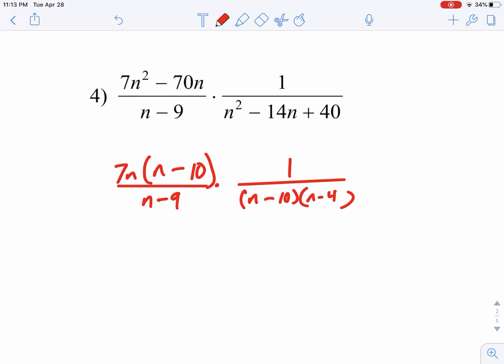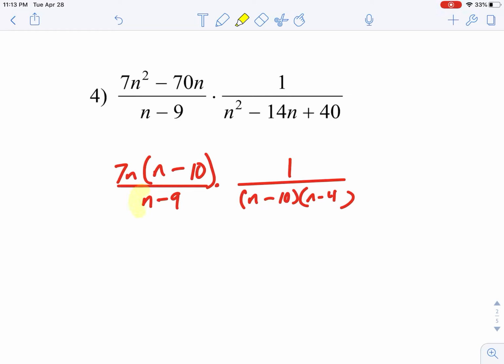Now when it comes to canceling, there is nothing that'll cancel. You might say, well, here's an n, can you cancel those out? In order to cancel, you have to cancel entire factors together. You can't just cancel out a part of a factor.